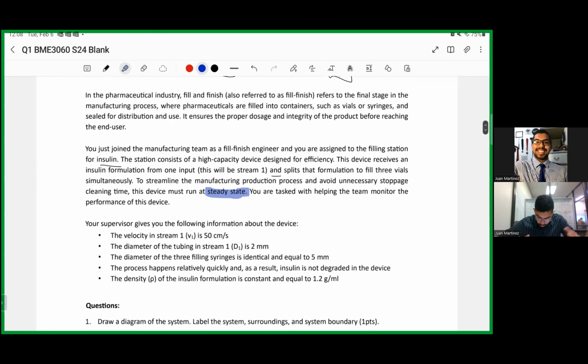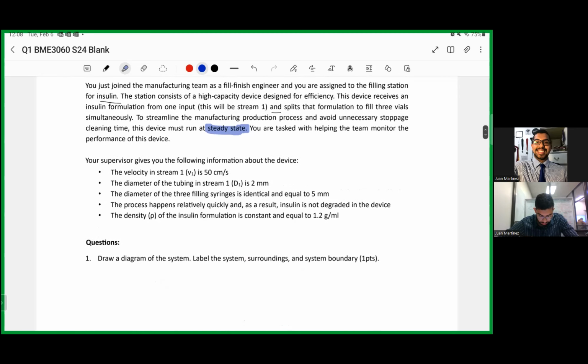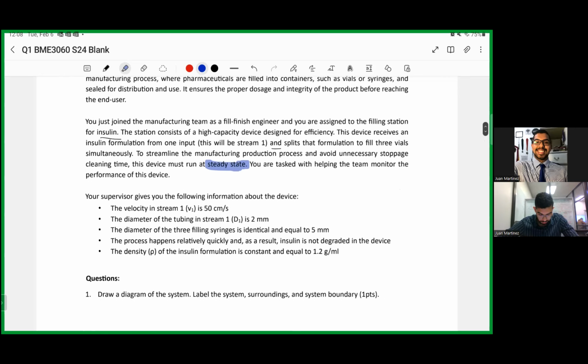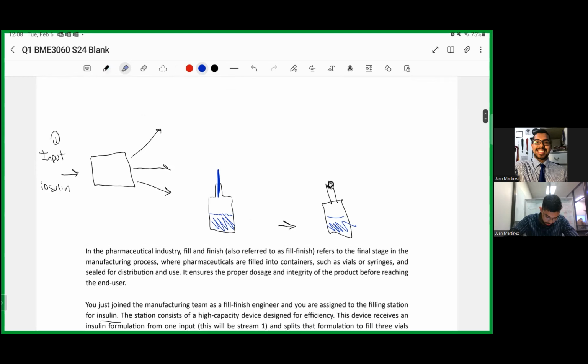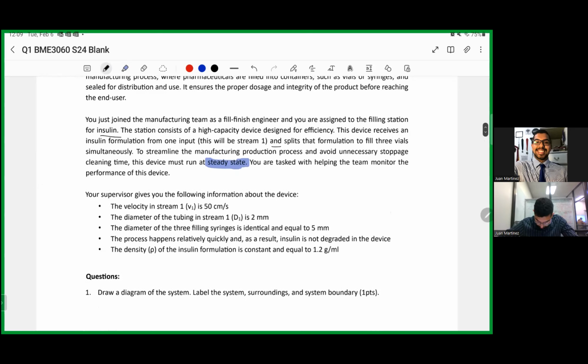You're tasked with helping the team monitor the performance of this device. Okay, so we're monitoring this machine. There you go. Okay, so we got to monitor that machine.